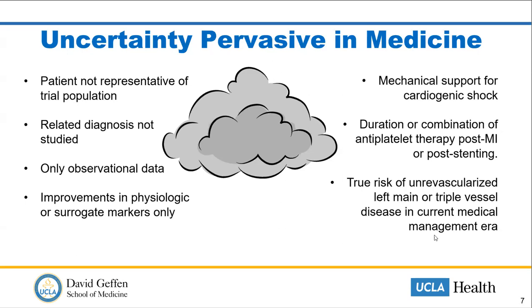And then you have things where you have very old data. So, we worry about left main disease and triple vessel disease, but most of those studies were done in an era where the medical therapies that we currently use weren't utilized. And so true understanding of risk currently can be hard to communicate and measure.